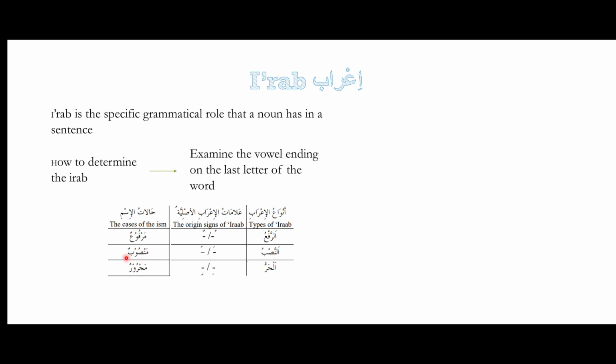When the ism is mansub, the i'rab is nasb. The ism is majroor, the i'rab is jar. Okay, so I hope I didn't confuse you. I just want to highlight that these two terminologies are closely related, and now we know that there are three kinds of i'rab, and by knowing this i'rab we know the function of the noun in a sentence. So how do we know that?